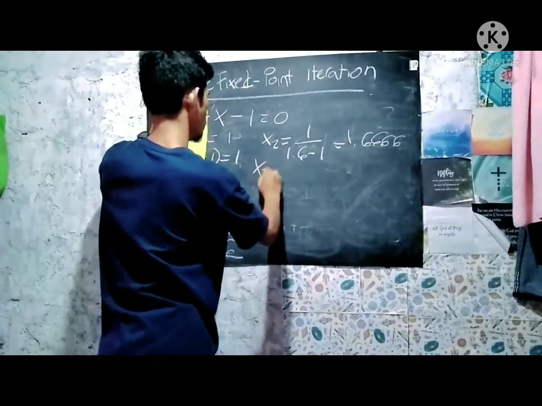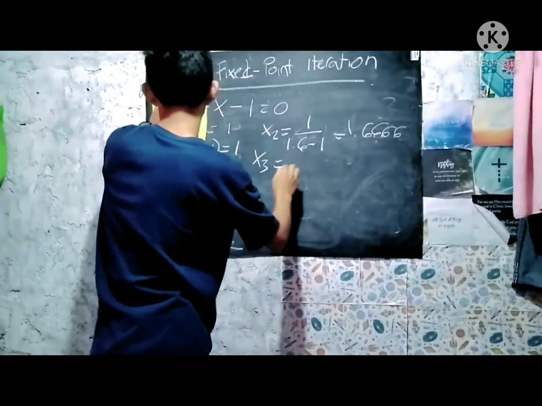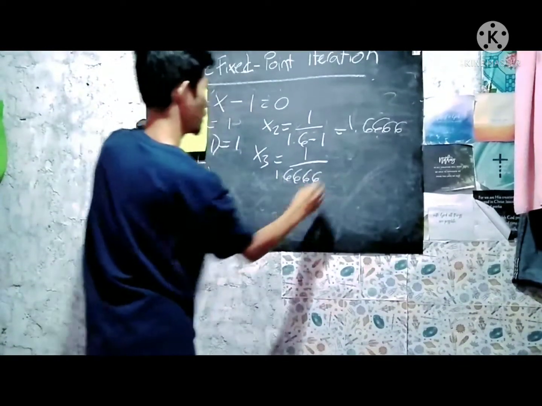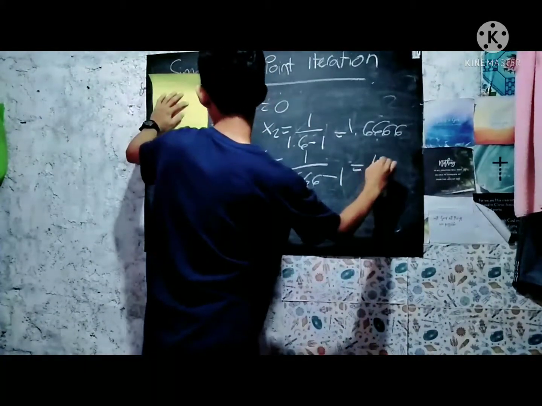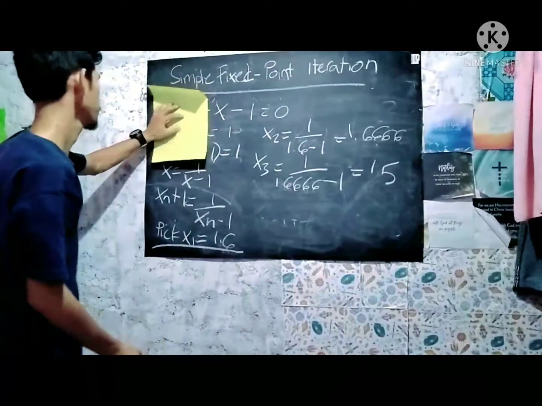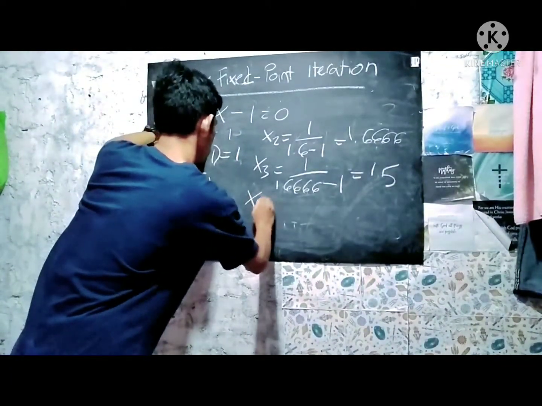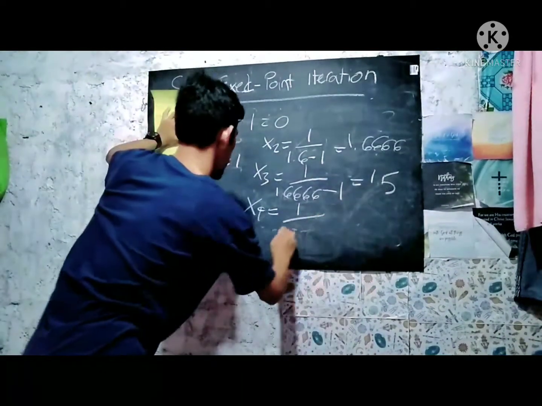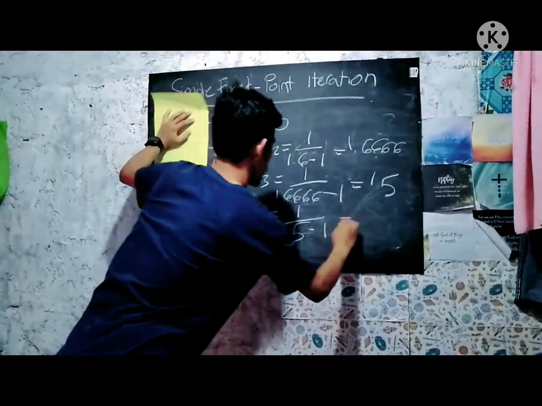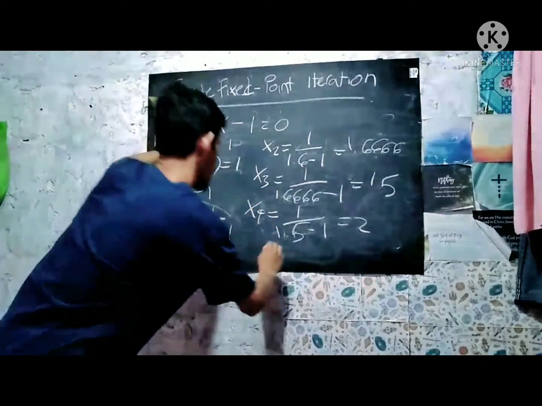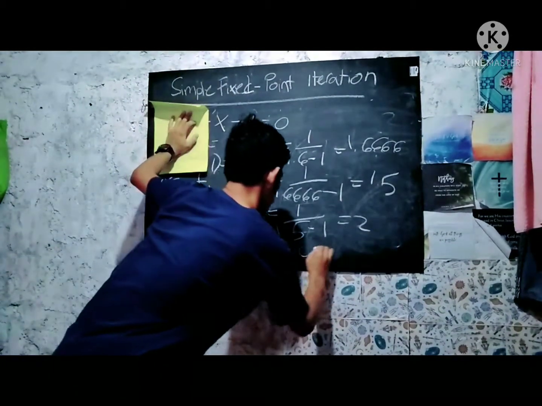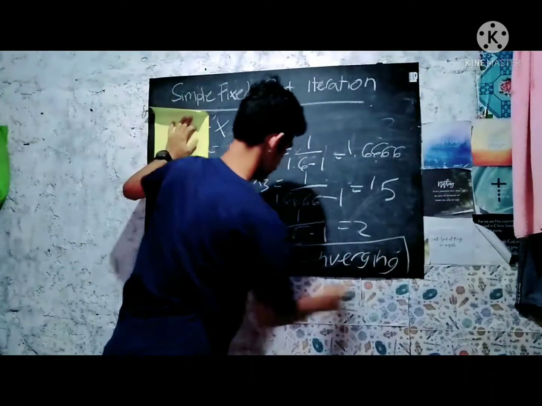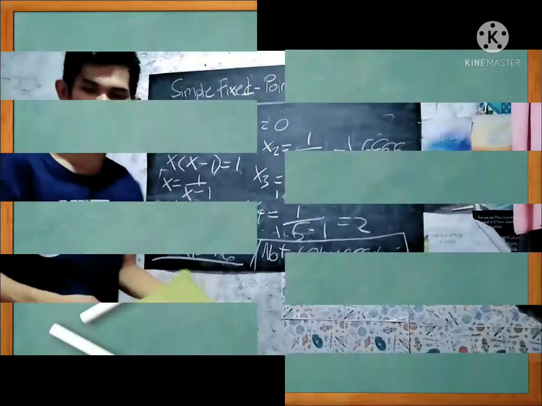And then to get x sub 3, let us plug this in. x sub 3 is equal to 1 over 1.6666 minus 1, which is equal to 1.5. And then to get x sub 4, x sub 4 is equal to 1 over 1.5 minus 1, which is equal to 2. So it is not converging. Not converging. Okay, that's all. And thank you.